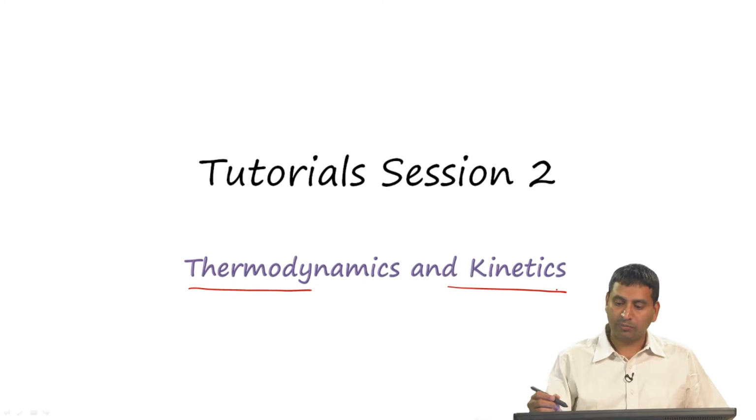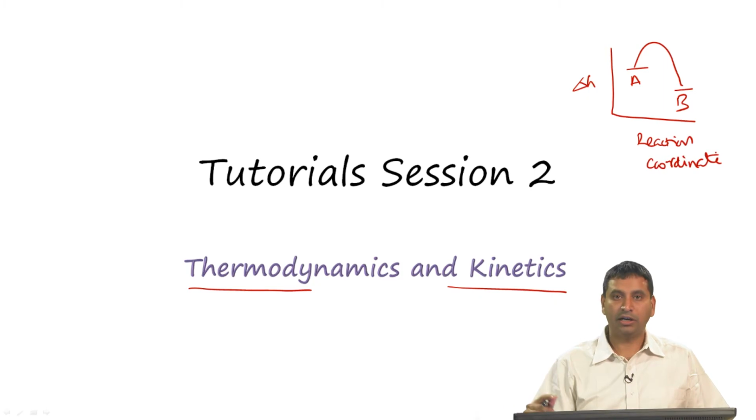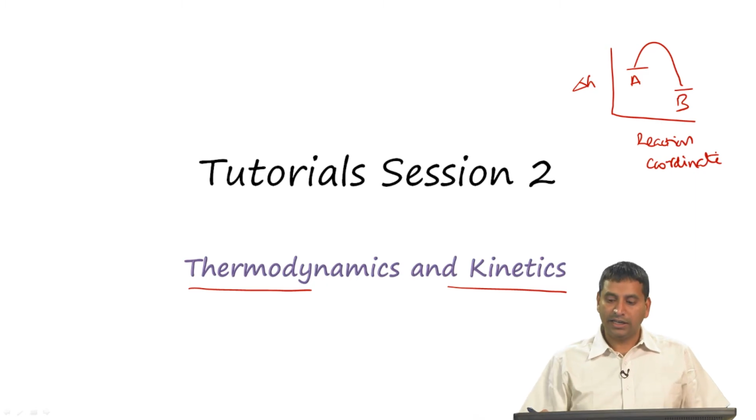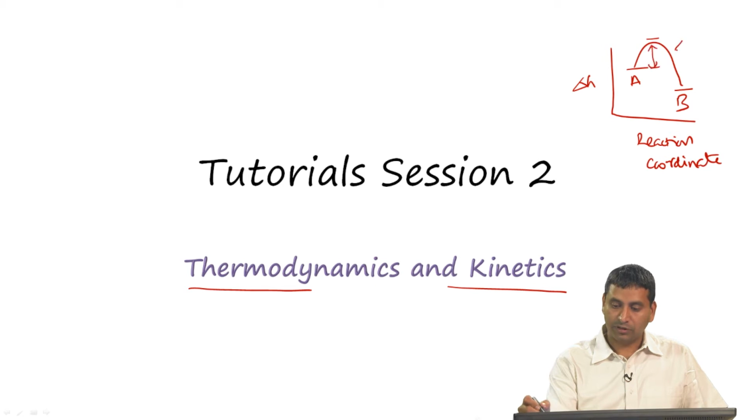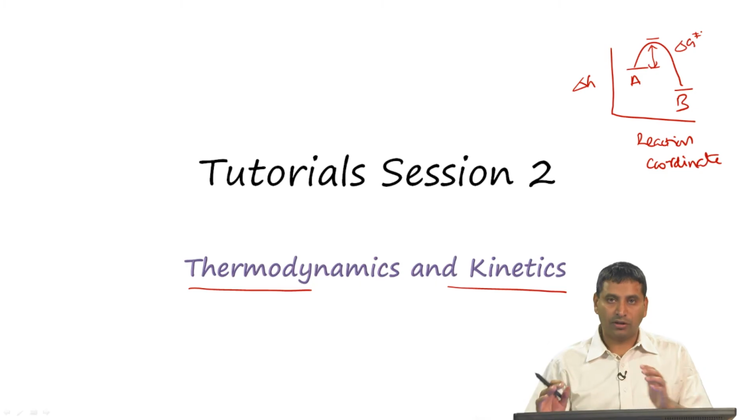So, thermodynamics, as we know, involves basically an equilibrium between, let us say, A and B. So, you have delta G on one coordinate and reaction coordinate on the x axis, right. This is the fundamental aspect of equilibrium, and kinetics deals with basically the height of this barrier, which is delta G double dagger or activation energy. So, with this broad picture, let us look at some specific examples.